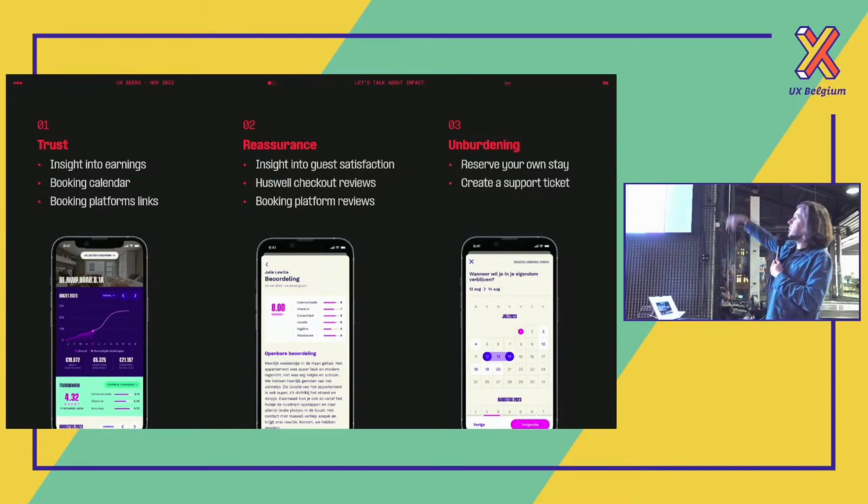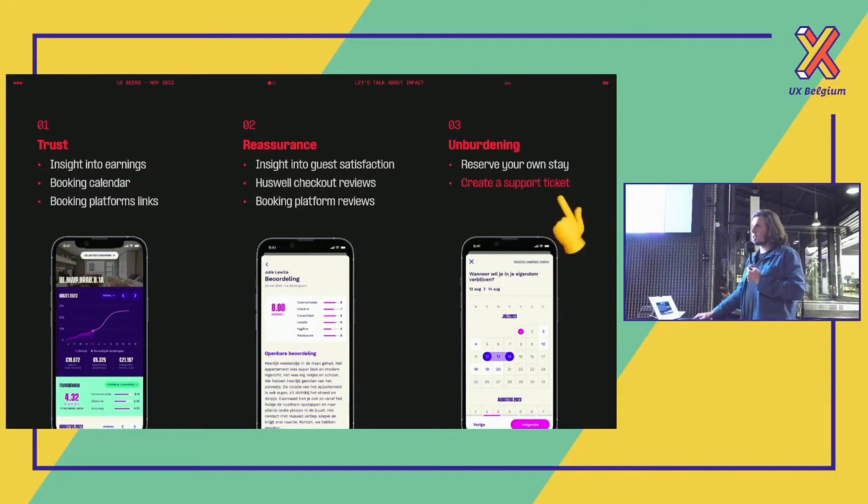And unburdening we try to do by making them reserve, or allowing them to reserve, their own stay in their own property, which is important because for an owner, it's my place. I want to live in it if I want to. I don't want to be told no, it's mine. And we allowed them to create a support ticket. Now that last one is the one that I want to zoom in on because that was the most interesting one when it comes to impact.